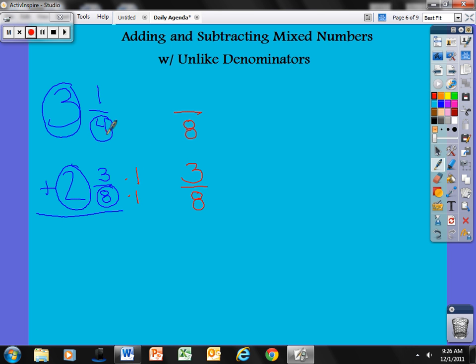What did I multiply 4 by to get 8? I multiplied it by 2. Whatever I do to the denominator, I must do to the numerator. 4 times 2 is 8. 1 times 2 is 2. I'm going to just transfer these whole numbers over here. So now it's still 3 and 2/8 plus 2 and 3/8.